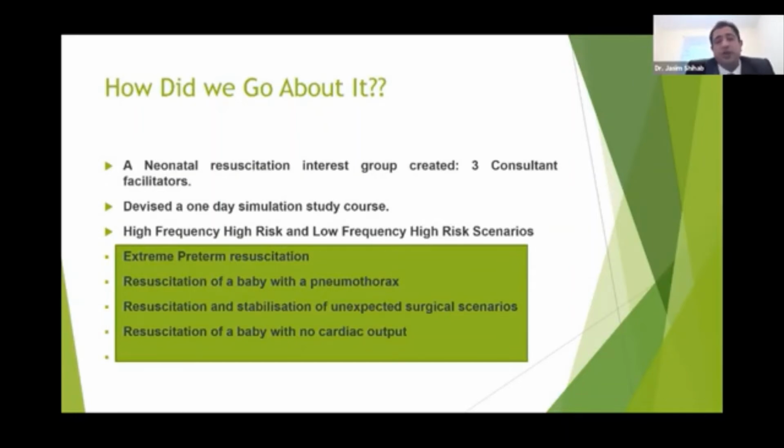And then we devised a 1-day simulation study course, which included high frequency, high risk, that is common events, and low frequency, high risk scenarios as well. So extreme preterm resuscitation of a baby with a pneumothorax, resuscitation and stabilization of unexpected surgical scenarios, which included gastroschisis and congenital diaphragmatic hernia, and resuscitation of a baby with no cardiac output.